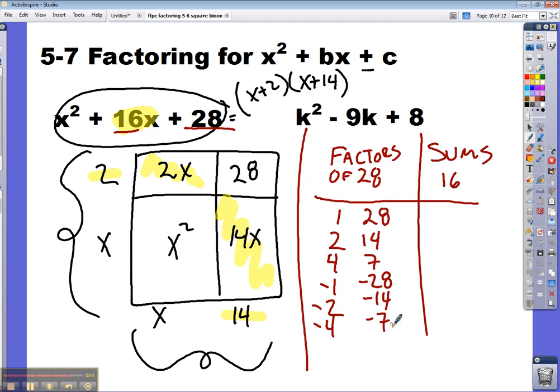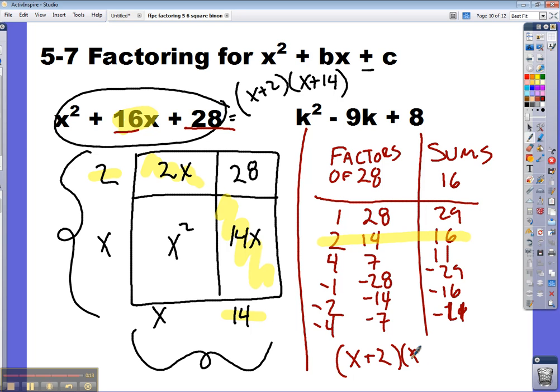And now let's add these together. 1 plus 28 is 29. 2 plus 14 is 16. 4 plus 7 is 11. Negative 29, negative 16, negative 11, sorry. And lo and behold, here's our 16 right here. So therefore, the answer is going to be x plus 2 times x plus 14. And we know they're positive because both of these are positive. And so this is our answer. And look, we get the same answer both ways.